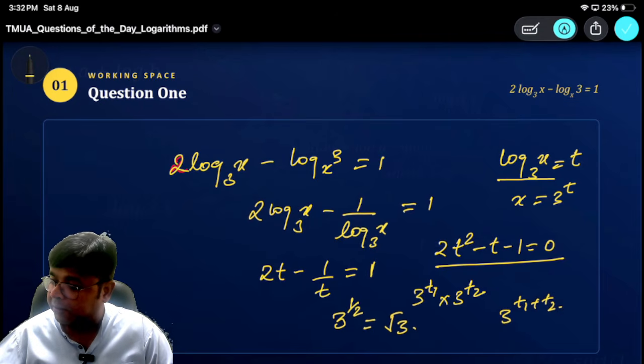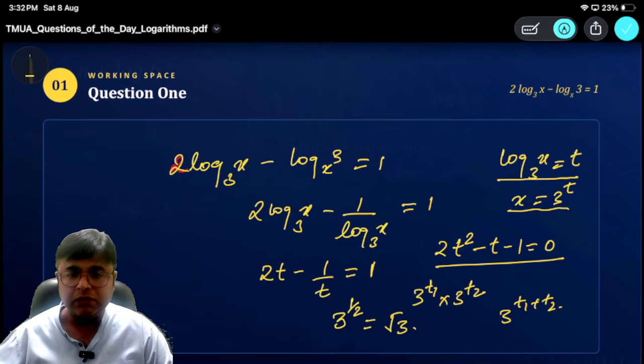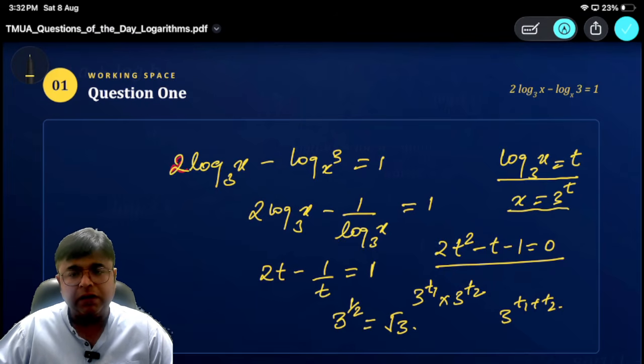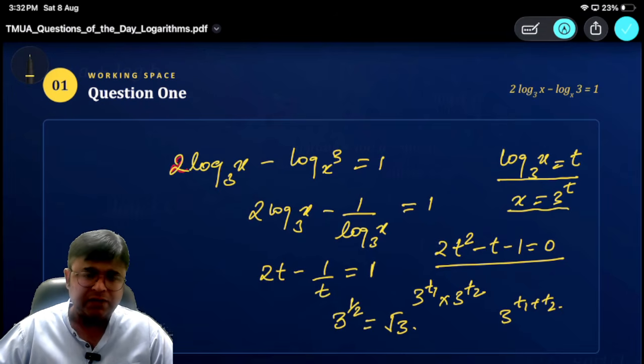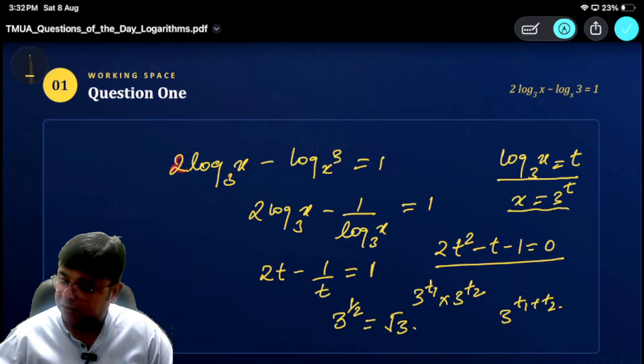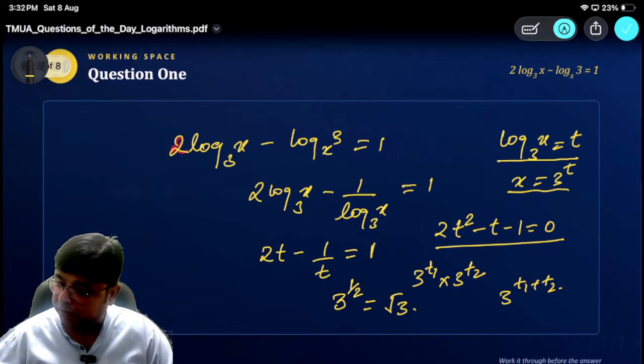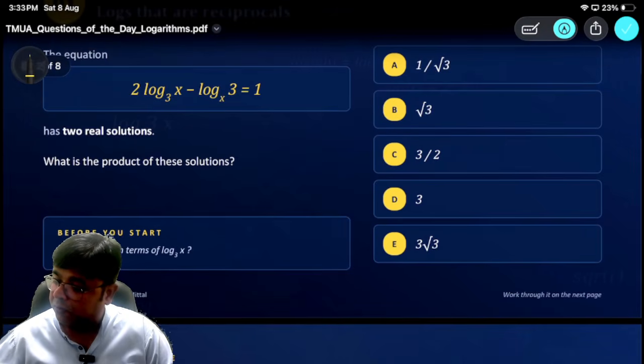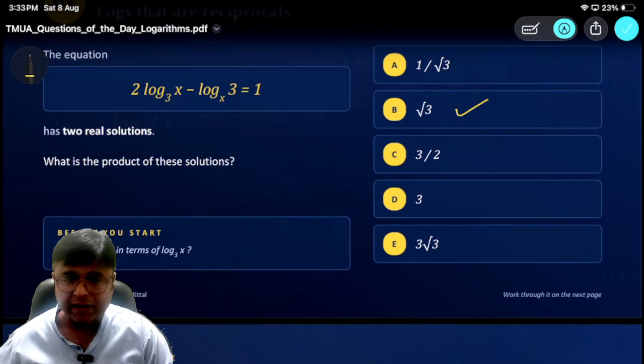But I have to give the solution for x. The moment I change log to the exponential form, I get x equal to 3 to the power t. Now, the product of roots is x1 x2. In this case, it will be 3 to the power t1 into 3 to the power t2, and t1 plus t2, I know, is half. That's how we can solve this. So the product will be root of 3. B is the correct answer.